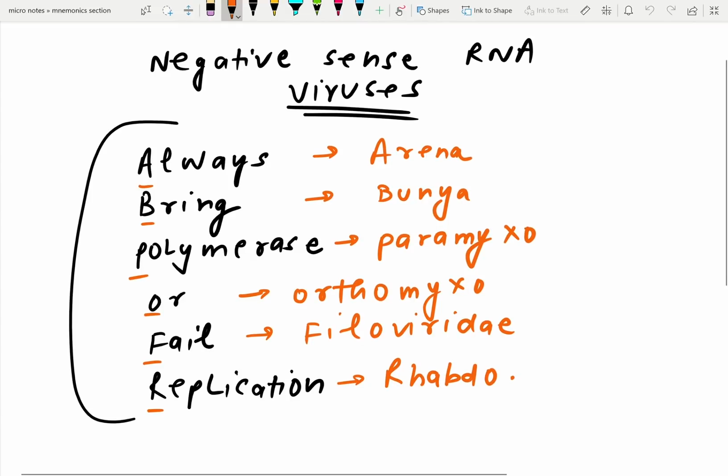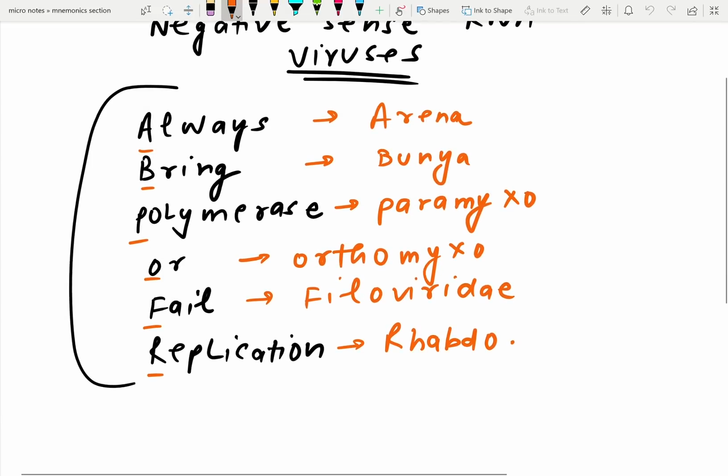Fine. So remember this particular one. This might come, and all of them need RNA polymerase to change from negative to positive sense. Fine.